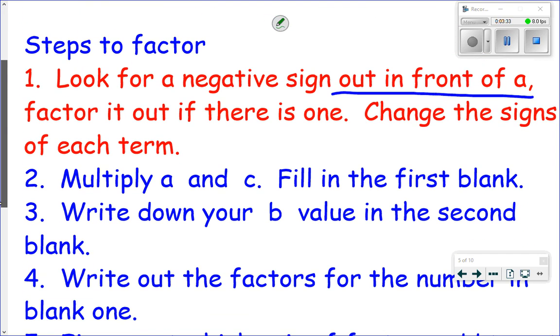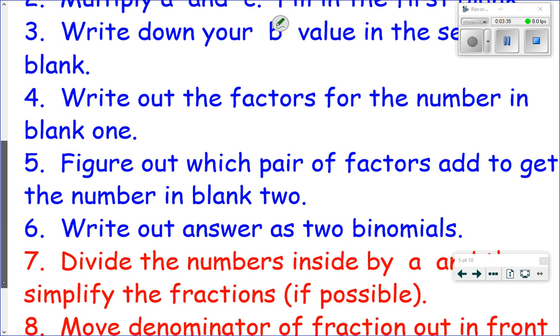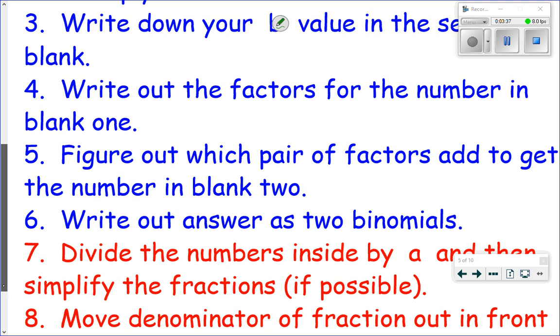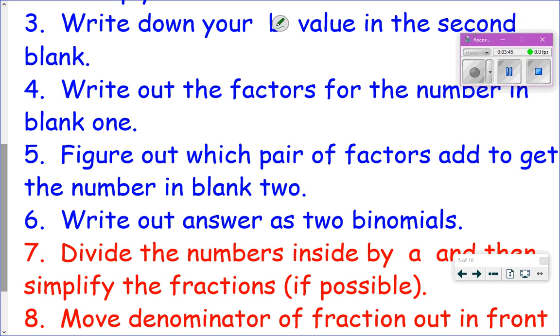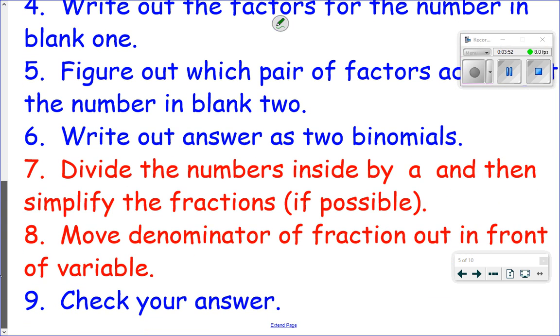And I'm going to scroll down. And these are almost all the rest of the steps. So steps 3 through 8. Go ahead and pause the video. And then the rest of step 8 and step 9.